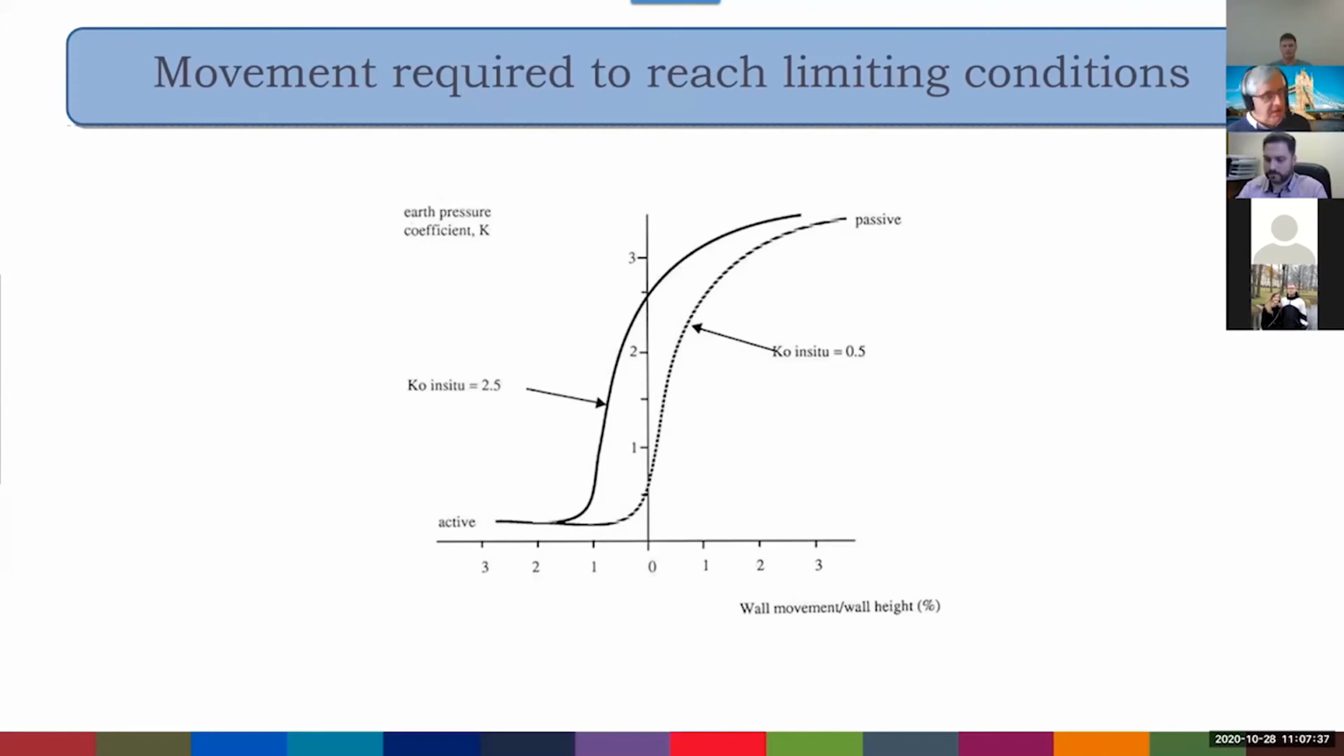If the wall moves away from the soil, you're in active conditions and the earth pressure coefficient drops. The earth pressure on the back of the wall drops as the wall moves away, and you drop to that bottom level, 0.2, 0.3 shown here, at about 1%, 2% deflection ratio. You don't need very much movement of the wall away from the soil to reach active conditions. But look at the right-hand side. To get up to the very high passive earth pressure coefficients of 3 and maybe even 4, you need a lot more movement. You need 3% movement in order to get up there. So you need much greater movement.